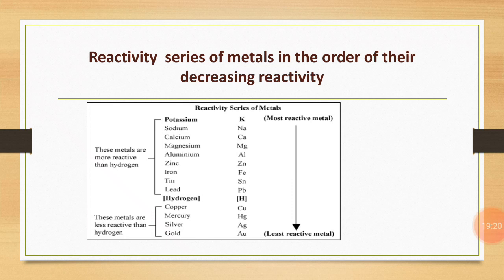Hydrogen is placed in the middle, and after that copper. Then after that there is mercury, then silver, and gold is at the bottom. This arrangement of the metals in the order of their decreasing reactivity is known as the reactivity series of the metals. So this is about the reactivity series of the metals.